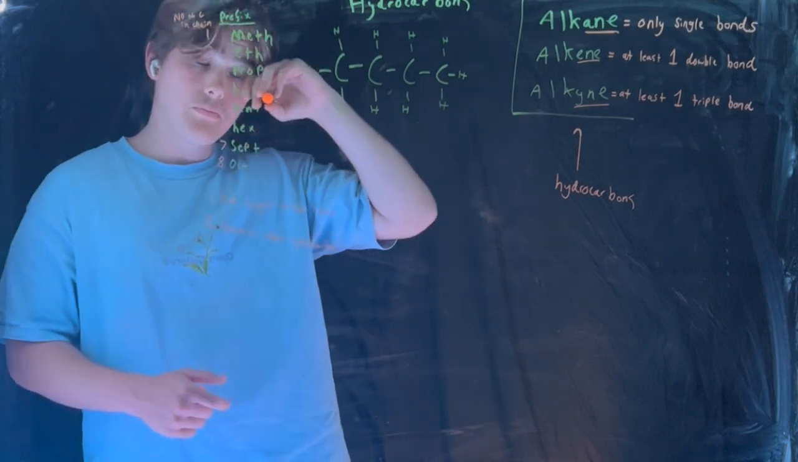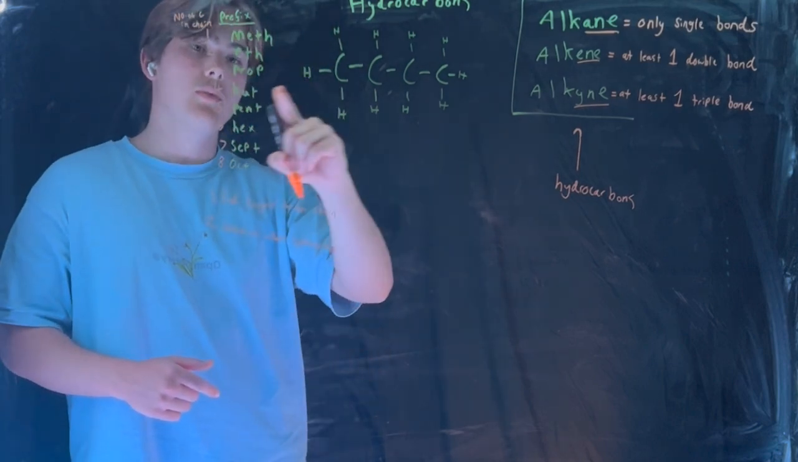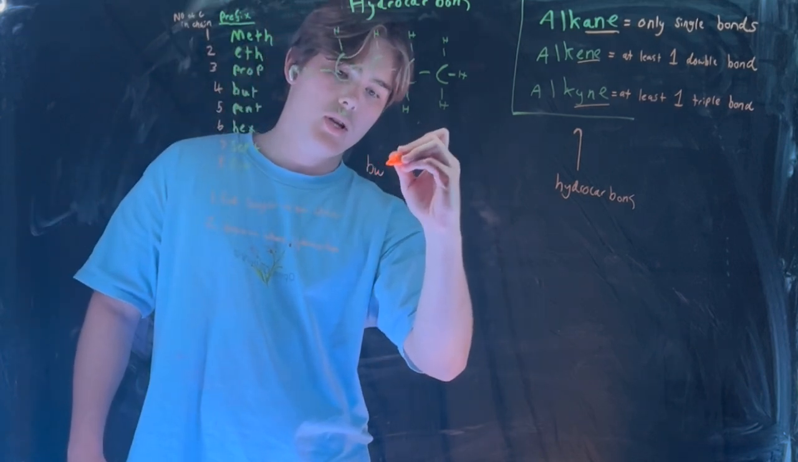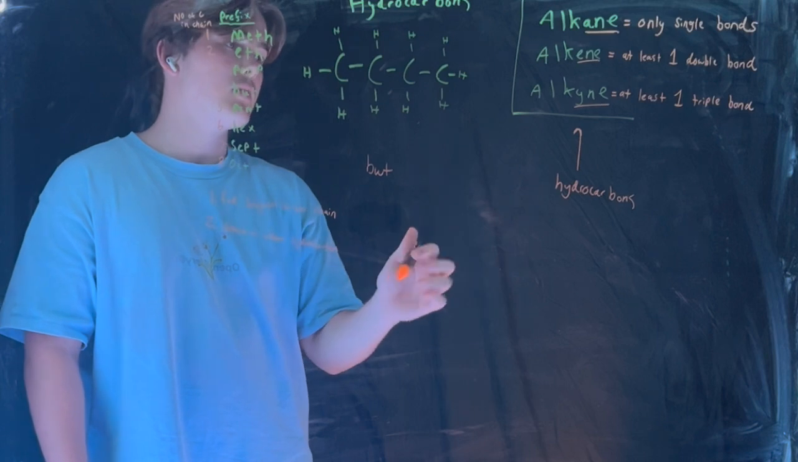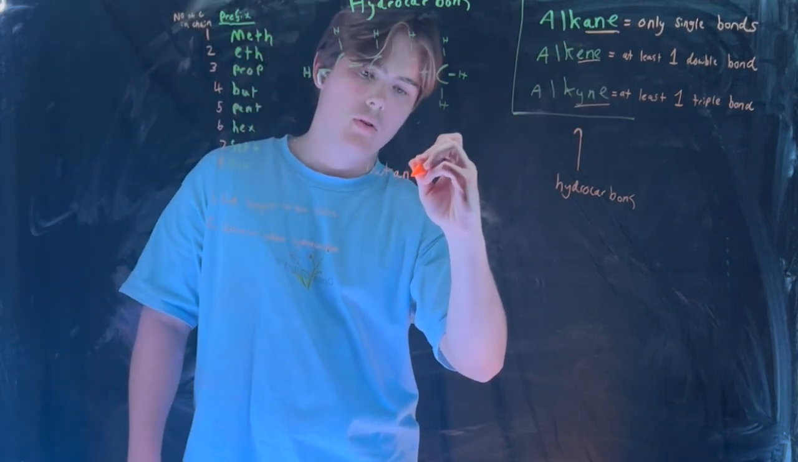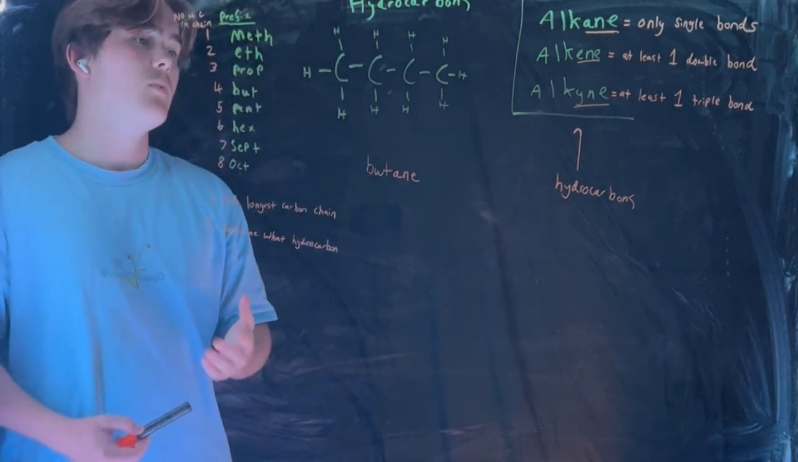Alright, so the prefix is going to be but. Alright, so there's 4 carbons in the chain, and the suffix is going to be "-ane", so we have butane. Okay, that is the name of this molecule here.